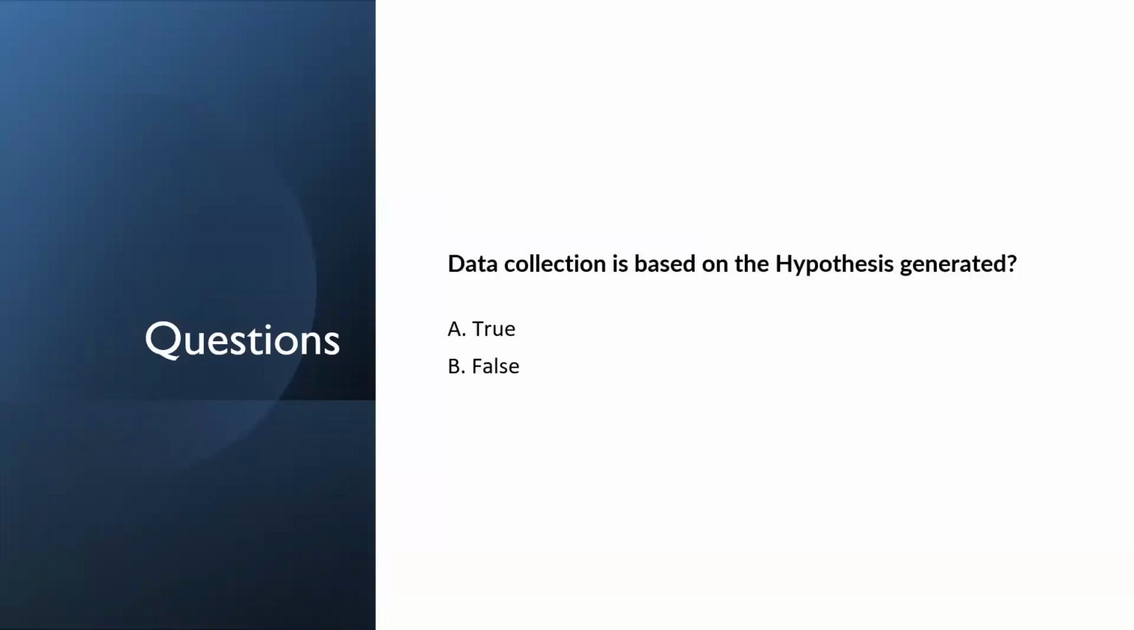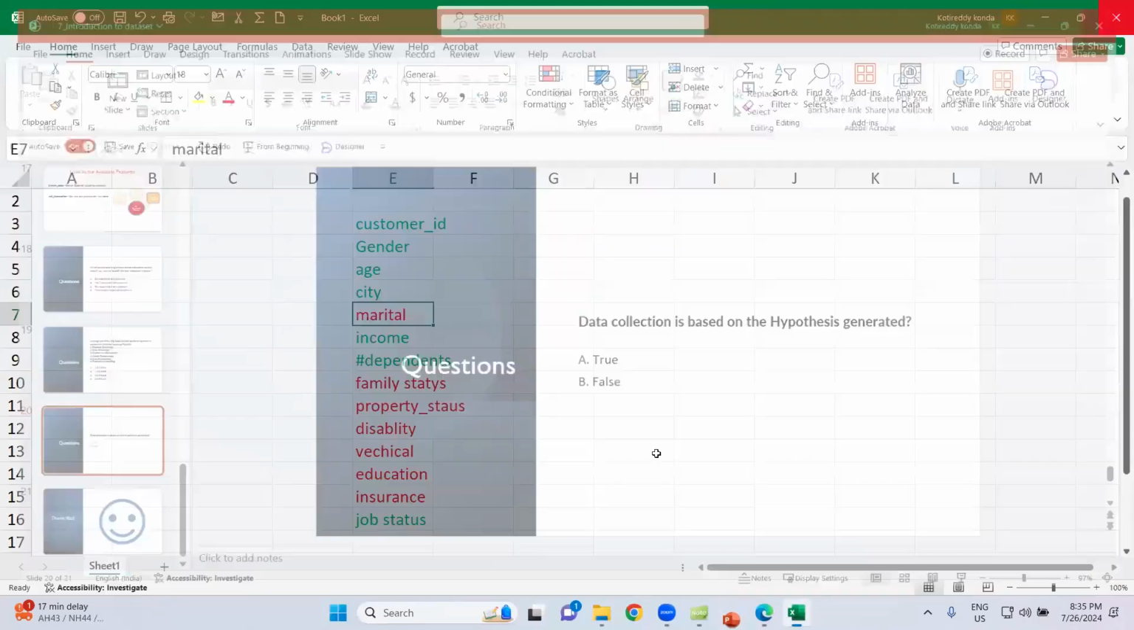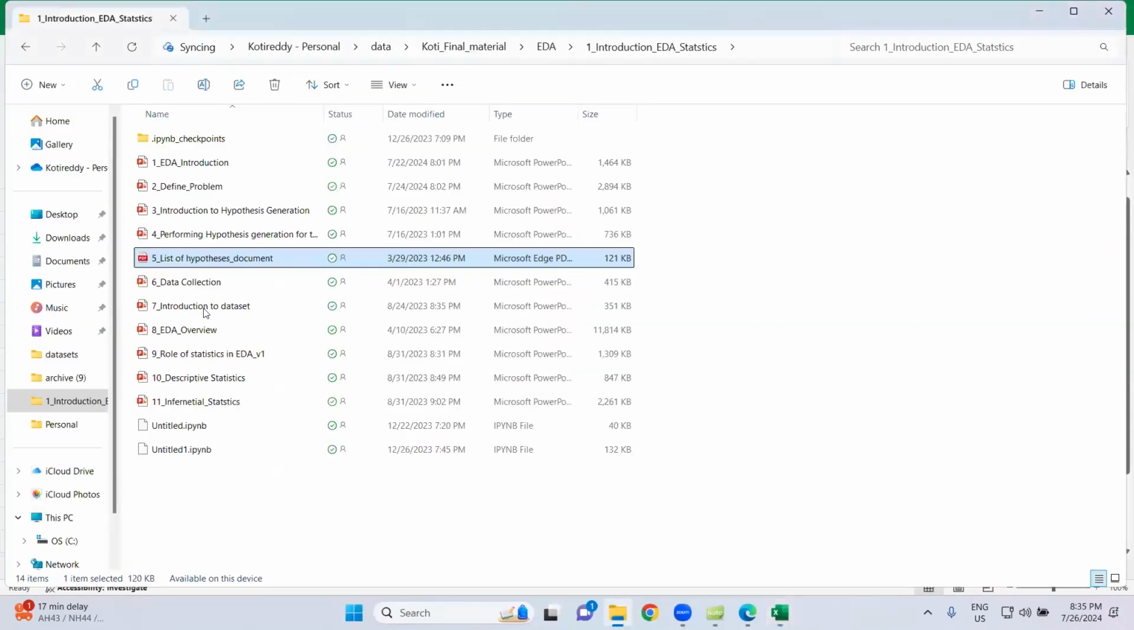First, data collection is based on the hypothesis. That's what we are doing, right? This is the data we require. We are asking, and there is no guarantee they give us all the data, but we ask for the data based on the hypothesis. This is what data collection is about.